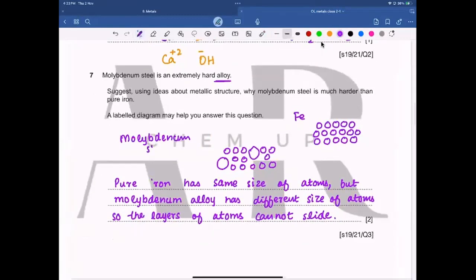Is this clear? Yes. Yes, Aisha. Sir, can you tell me how they cannot slide?